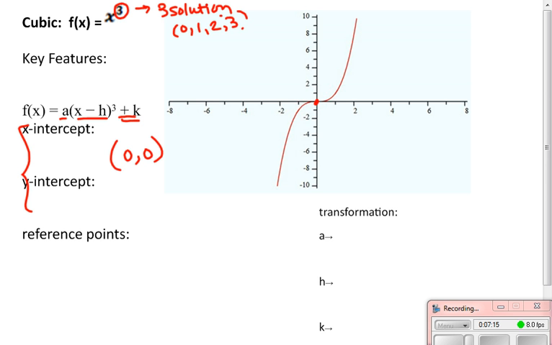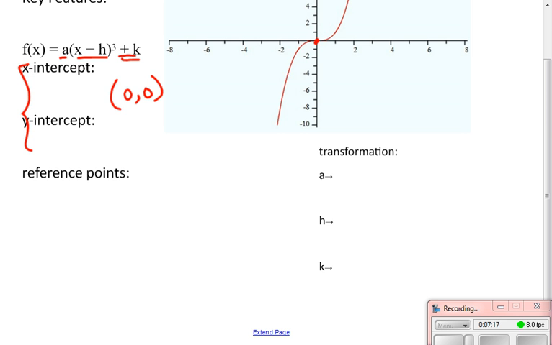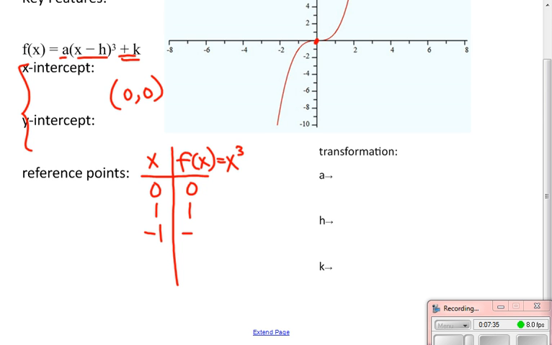And if we think about some key points in this parent graph, the cube is going to affect our negative. So if I put 0 in, I get 0 out. If I put 1 in, 1 cubed is 1. If I put negative 1 in, negative 1 cubed is negative 1. If I put 2 in, 2 cubed is 8. If I put negative 2 in, negative 2 cubed is negative 8.